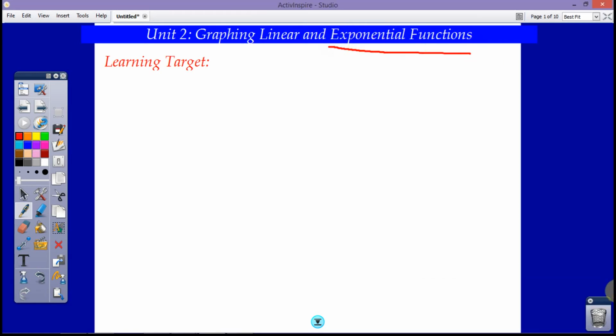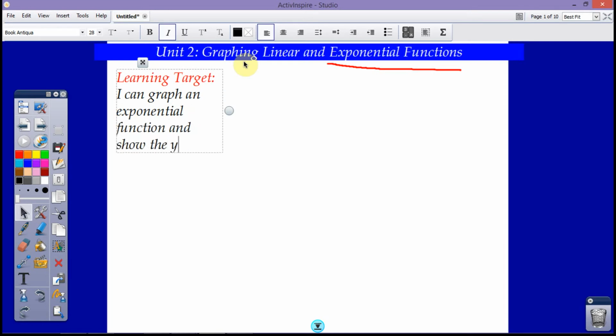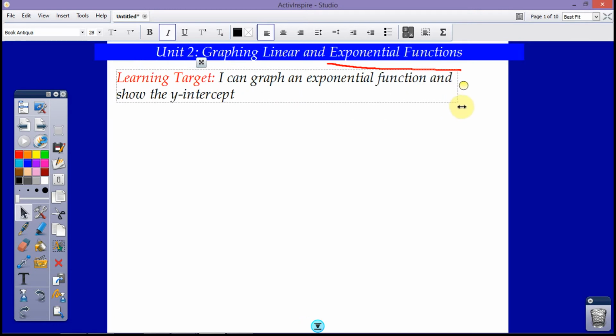And let's write down our learning target for today, which is, let's write it all together. I can graph an exponential function and show the y-intercept. So again, I can graph an exponential function and show the y-intercept.